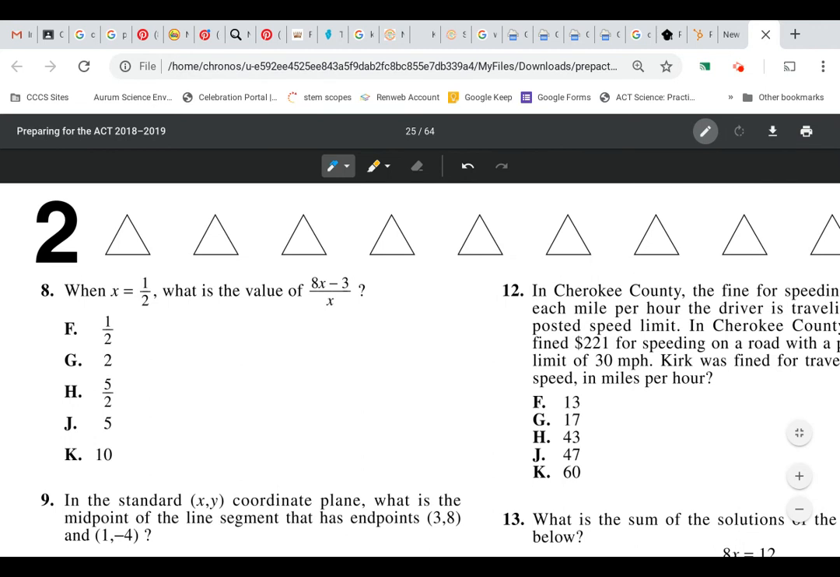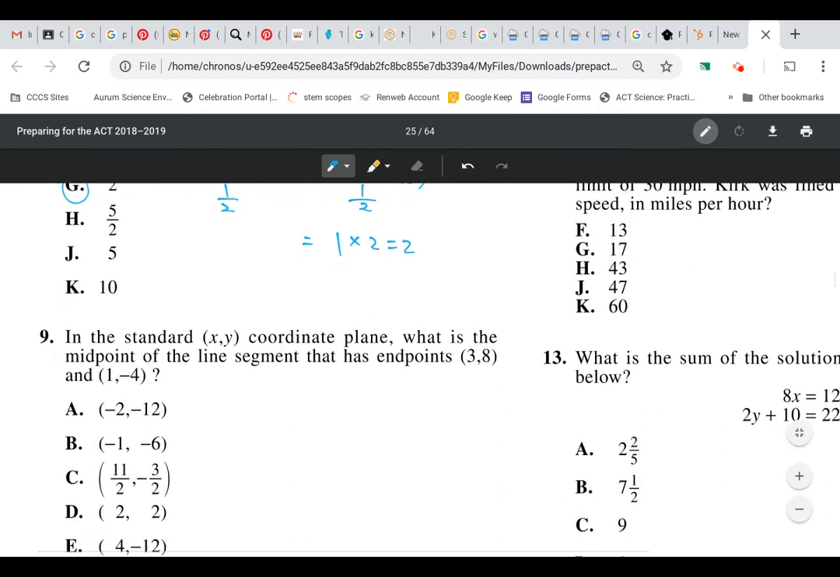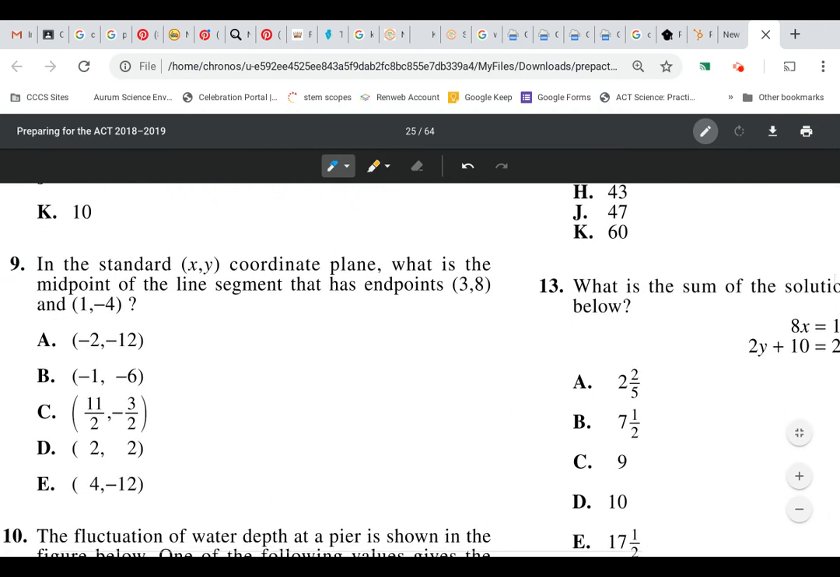When x equals half, what is the value of 8x minus 3 over half? So obviously you have to write it out. 8 times, replace the x with half, minus 3 over 1 half. Okay, so this is 4 minus 3 over 1 half. Over means divide, right? So 1 divided by 1 half is multiply by the reciprocal. 2 is 2. Your answer is G. If you have to use a calculator, you go ahead and use a calculator, okay?